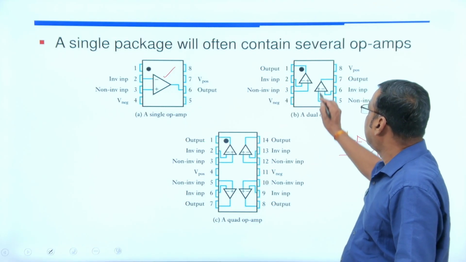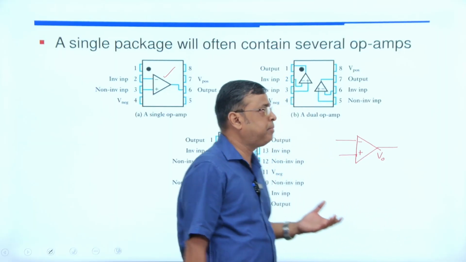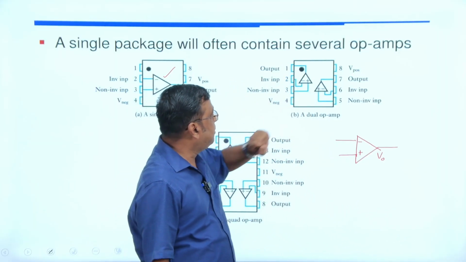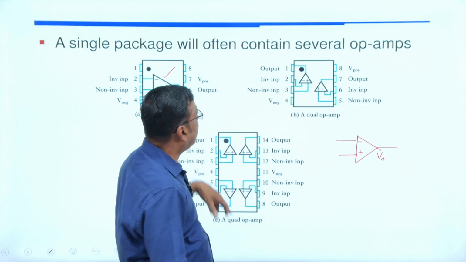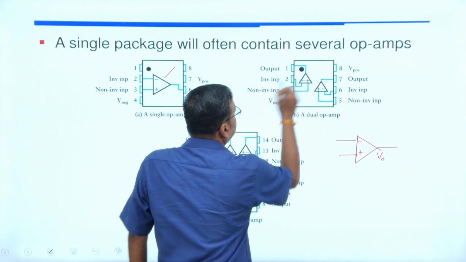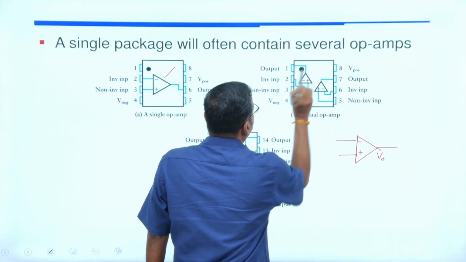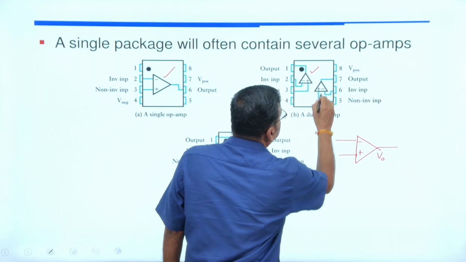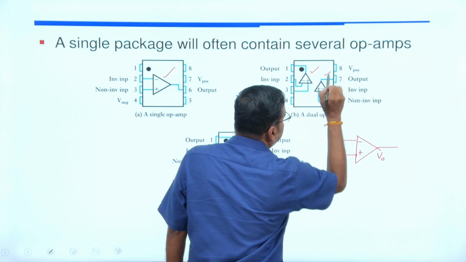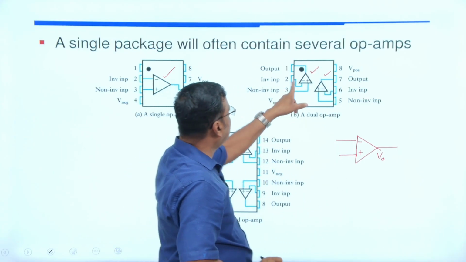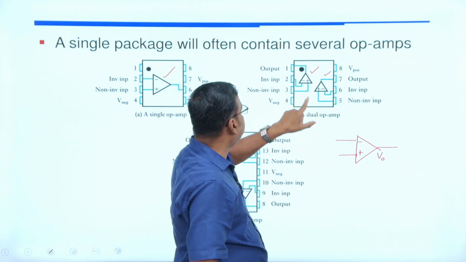Similarly, in the case of a dual op-amp, dual means there are 2 operational amplifiers in a single package. Here the output pin of the first operational amplifier is pin 1, and for the second operational amplifier the output is pin number 7. Similarly, pin number 2 is the inverting input, and this is pin 3, the non-inverting input.